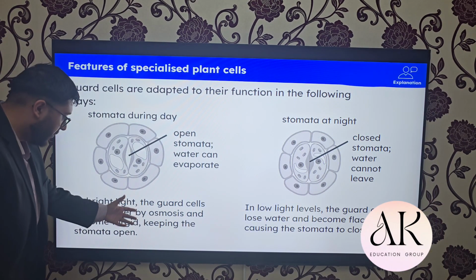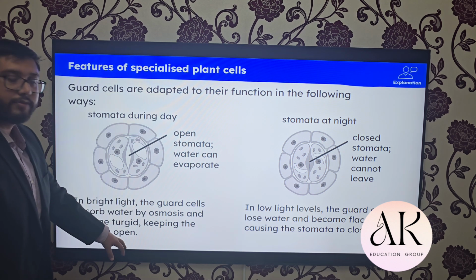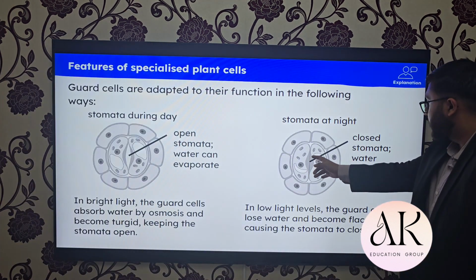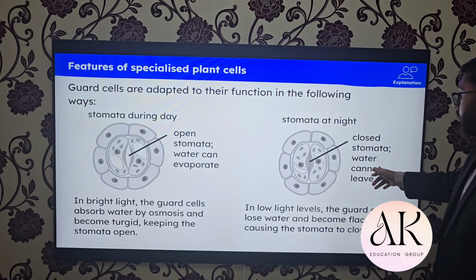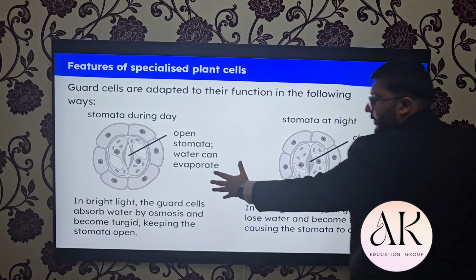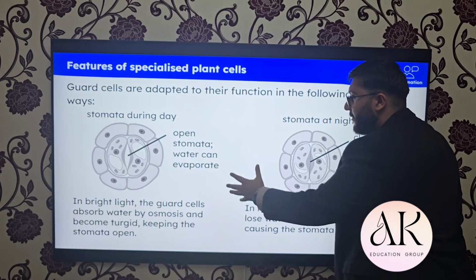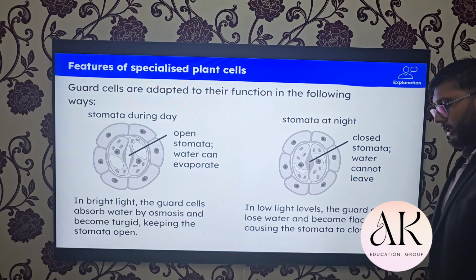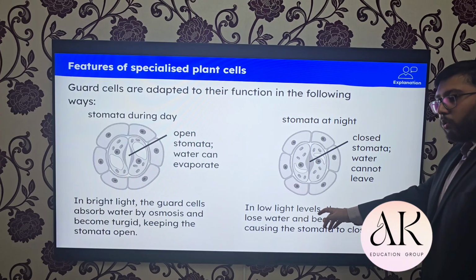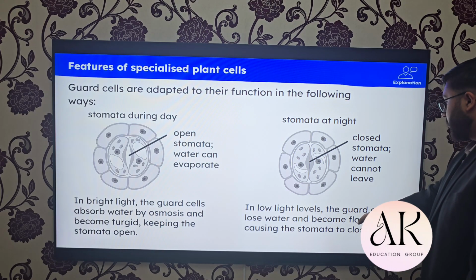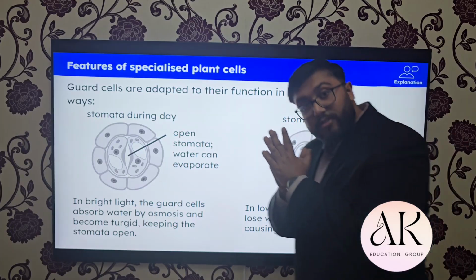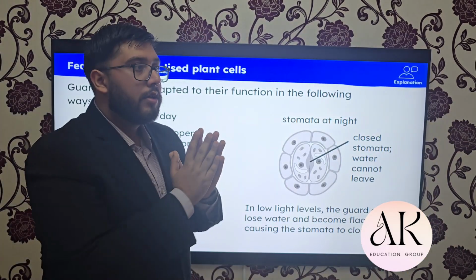Because this process is happening of absorbing water, the stomata stays open. If I fast forward into here, you can see that the stomata is closed, so water cannot leave. This here, guys, is your difference between the stomata during the day, stomata at night, okay? Now, because of the low light levels at night time, the guard cells lose water, they become flaccid. So it causes the stomata to close, okay?